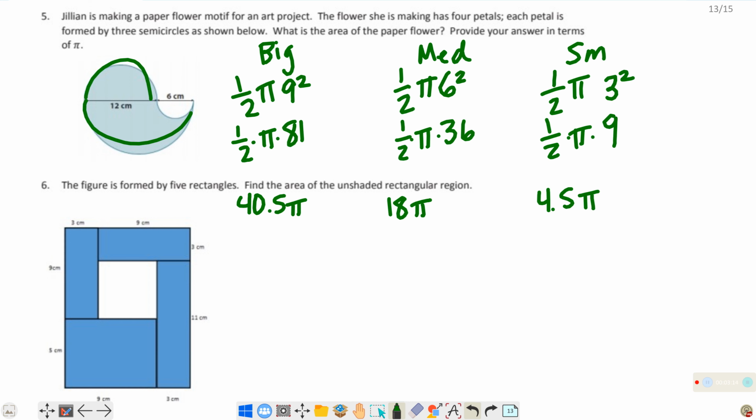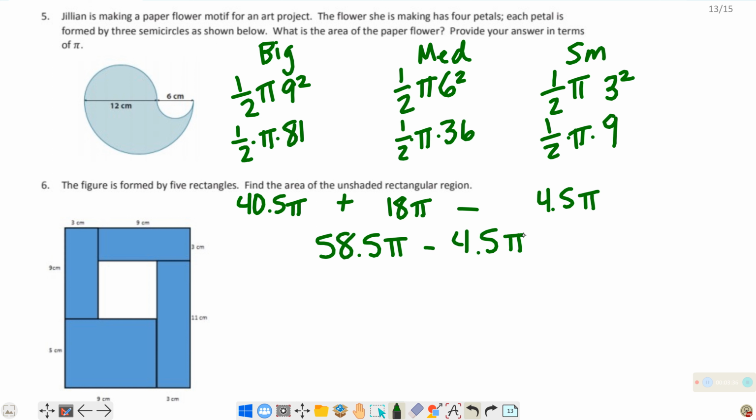So the big one and the medium one are shaded in. So we're going to add those. But the small one is not shaded in, so we are going to remove it. 40.5 plus 18 makes 58.5 pi, and we need to remove 4.5 pi.